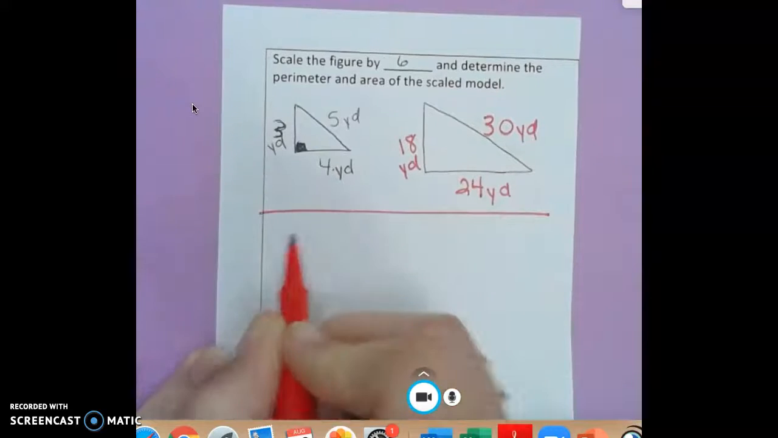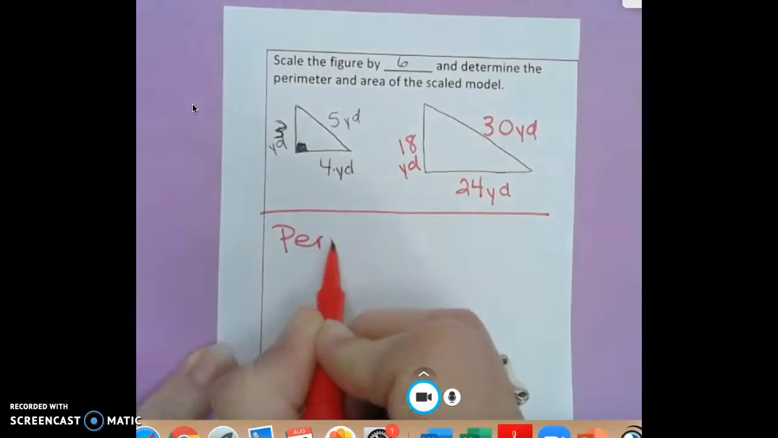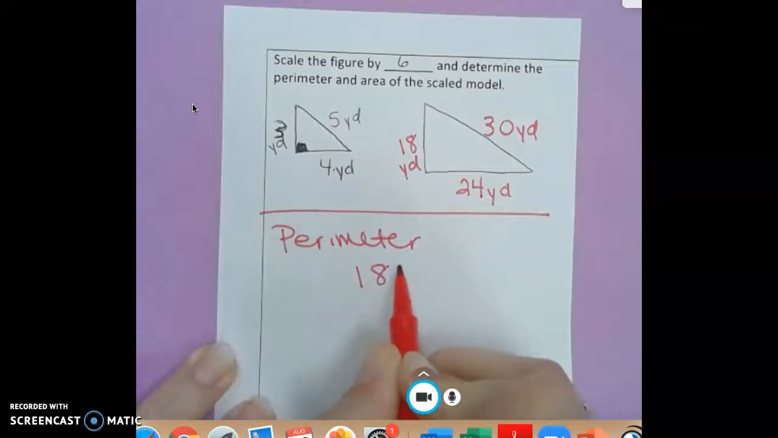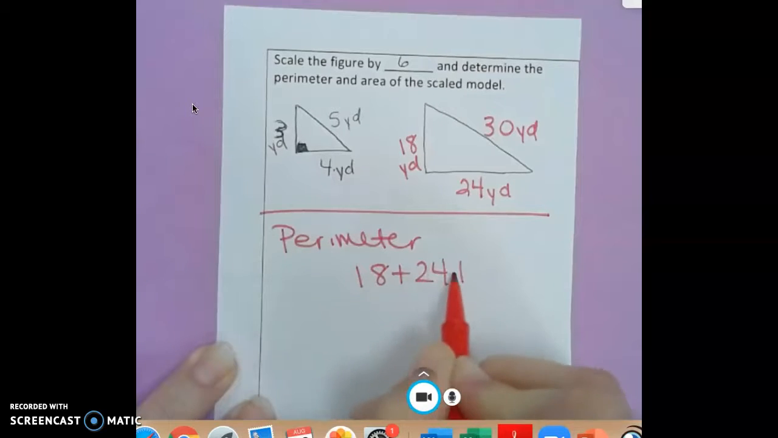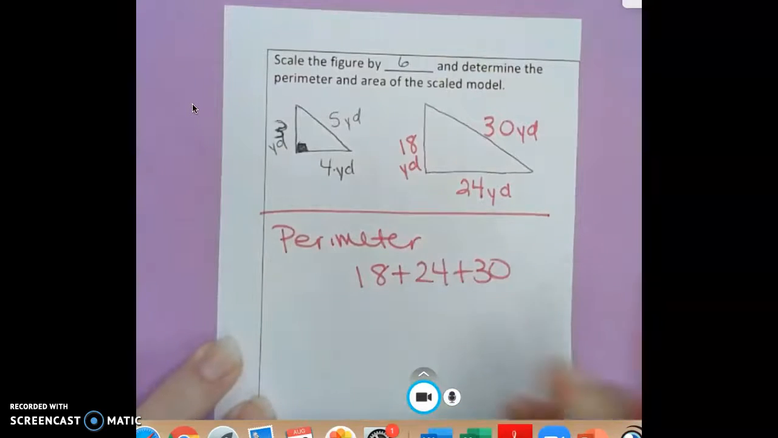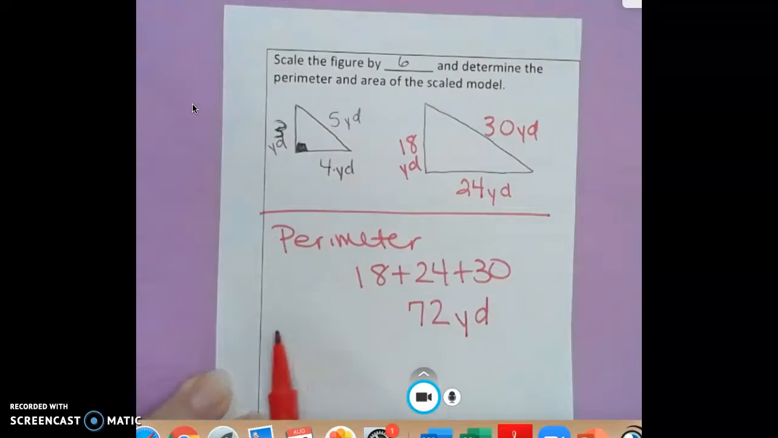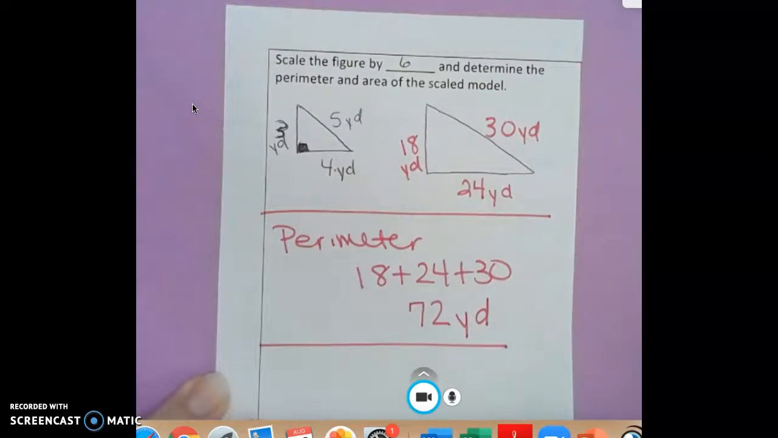So for perimeter, perimeter means we're going to add up that outside. So we've got 18 plus 24 plus 30. I'm going to be lazy. 18 plus 24 plus 30 is 72. And that's going to be yards. Now for the area.